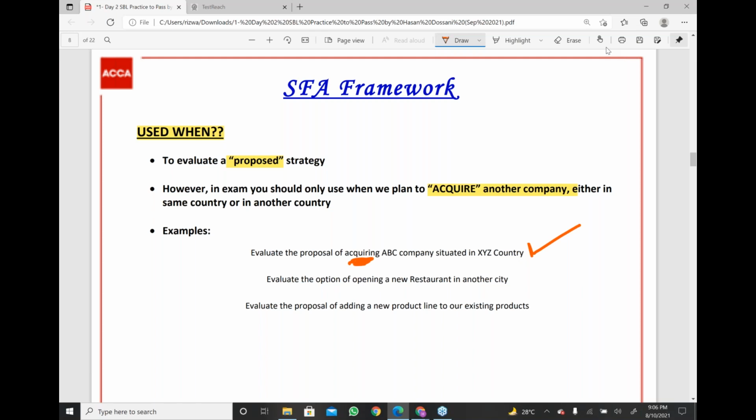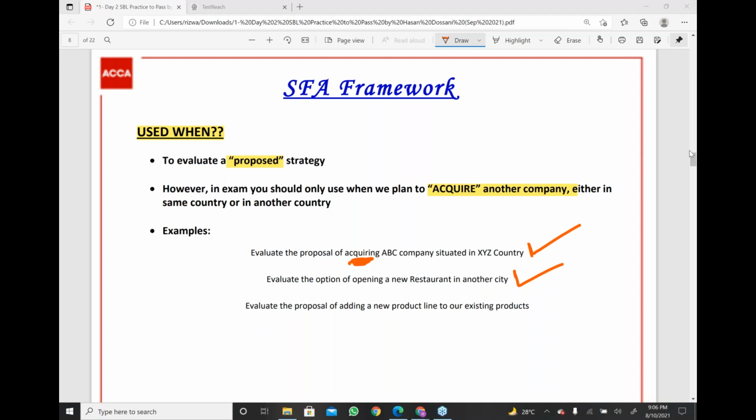What about another possible question? Evaluate the option of opening a new restaurant in another city. Think. It is also a proposed strategy, right? We are trying to expand, but we are opening a new restaurant in another city. We are not acquiring. We are just opening organically, like we are opening on our own. What do you think? Should we use SFA? Yes or no?